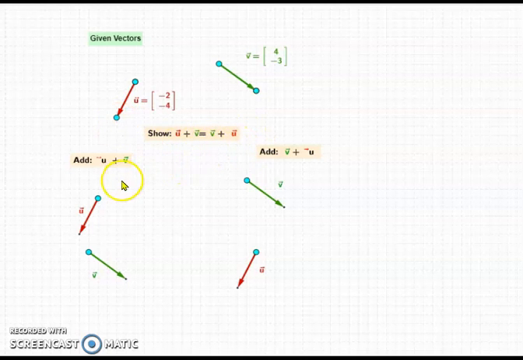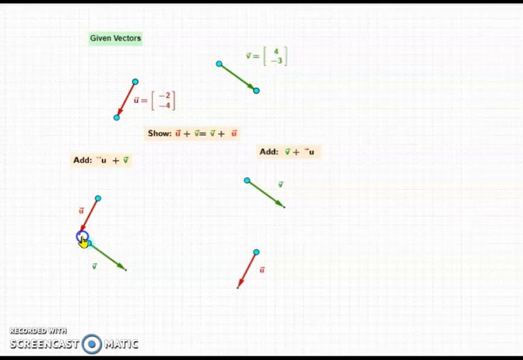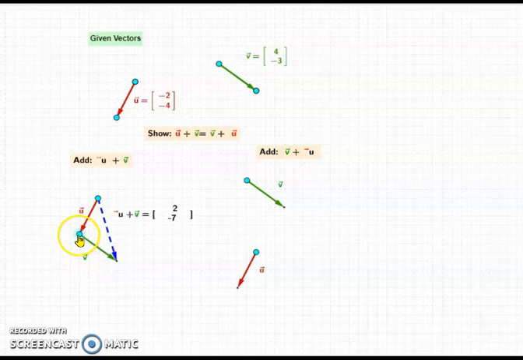All right. So first we show vector u plus vector v. The tail of vector v is connected to the head of vector u. So we get the sum of vector u plus v. That is this vector with components 2 and -7.